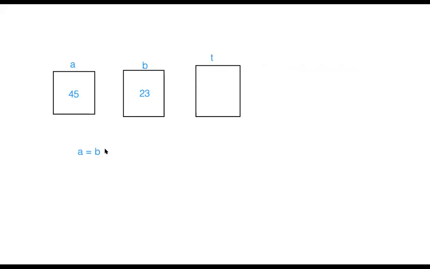So before using a equal to b, the statement I'm doing here is t is equal to a. When you use t is equal to a, the content of a, that is 45, gets assigned to t. So here t becomes 45. Now after executing the first statement, a is 45, b is 23 and t is also 45. Got it?